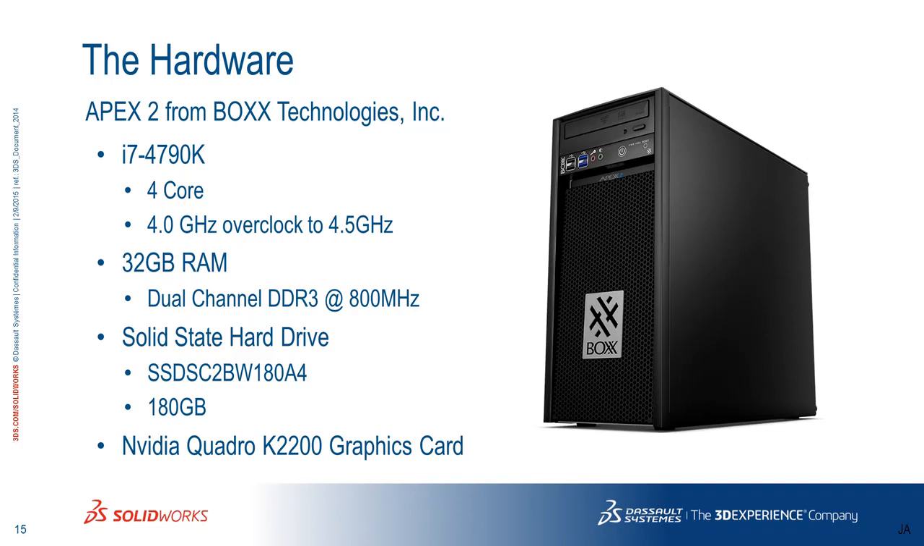Now, where we start is with the hardware side of things. Box Technology, we've partnered up with them for several years. They're a great partner. They loaned us this year an Apex 2. This is kind of their standard for SolidWorks at this point in time. Comes with an i7, 4-core. We have 4 gigahertz overclocked to 4.5. 4 is their standard. You can add in the overclocking.